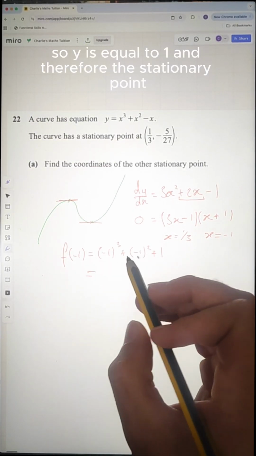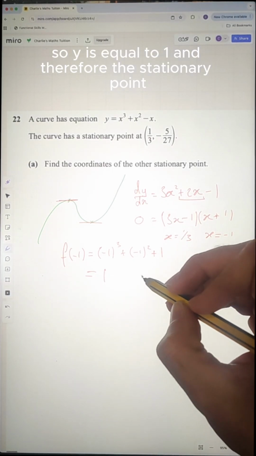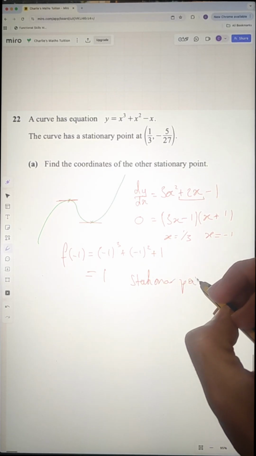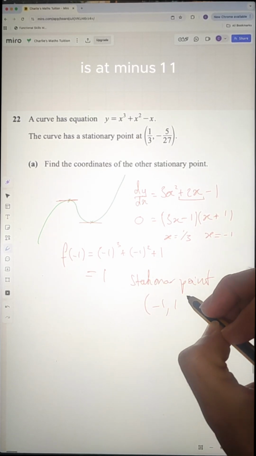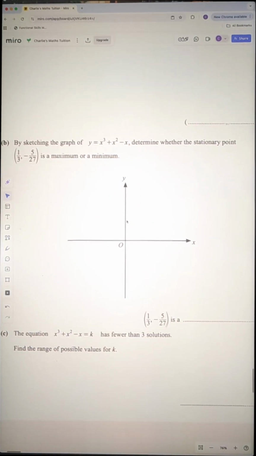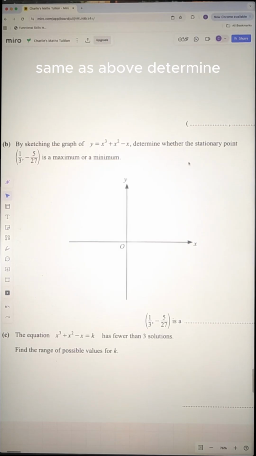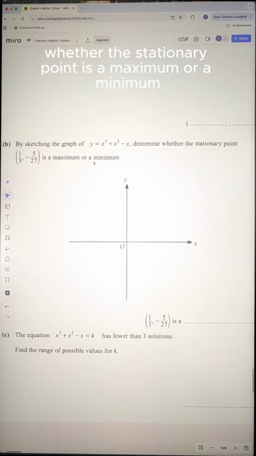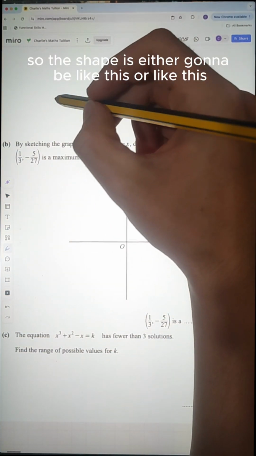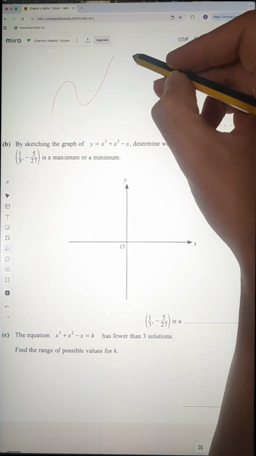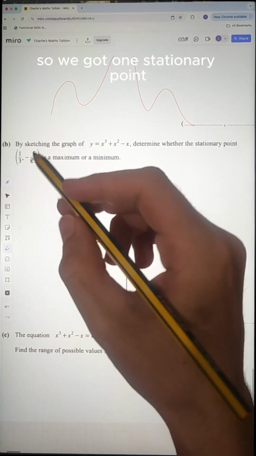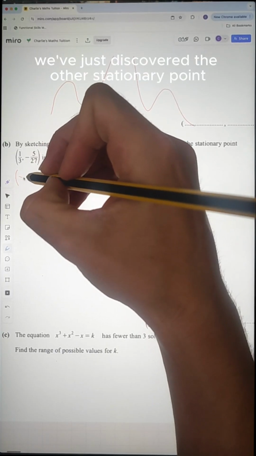Okay, so y is equal to 1, and therefore the stationary point is at minus 1, 1. Okay, so that is part A. Part B, by sketching the graph same as above, determine whether the stationary point is a maximum or a minimum. Okay, so we've already determined that this is a cubic graph. So the shape is either going to be like this or like this. So we've got one stationary point, and we've just discovered the other stationary point, minus 1, 1.